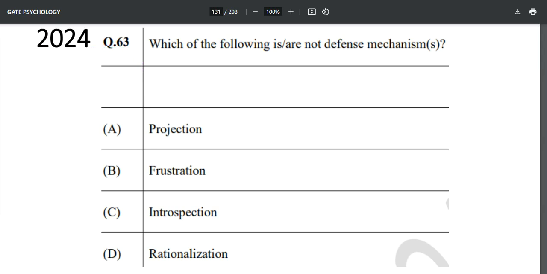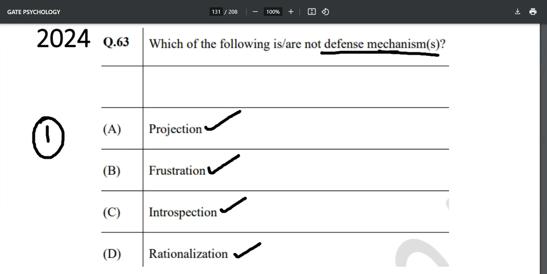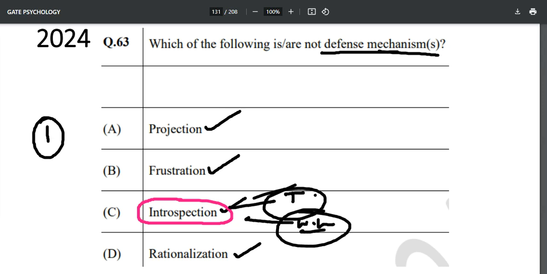Now, which of the following are not defense mechanisms? Projection, frustration, introspection, and rationalization. If you pay attention to the first question, introspection was also mentioned there. Introspection was done by Titchener and Wilhelm Wundt around 1879. These were the methods used by them: introspection.